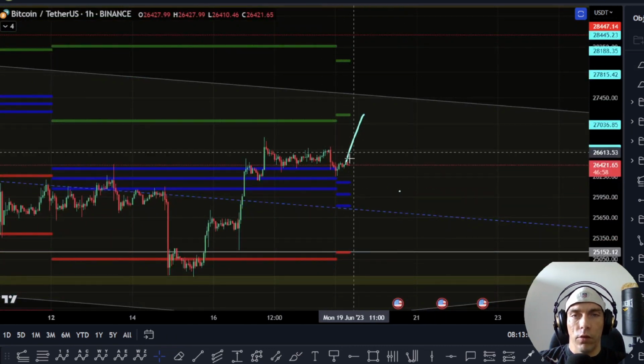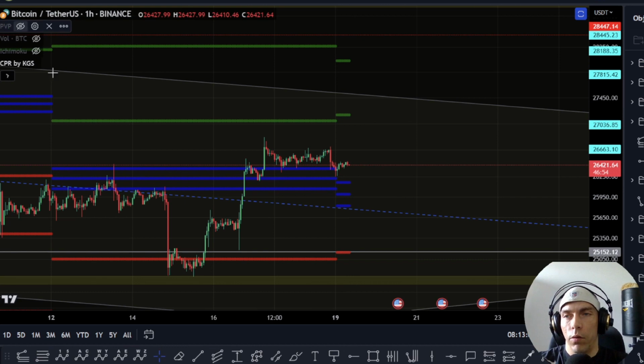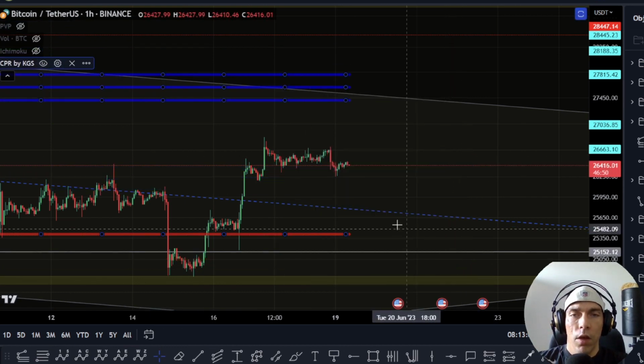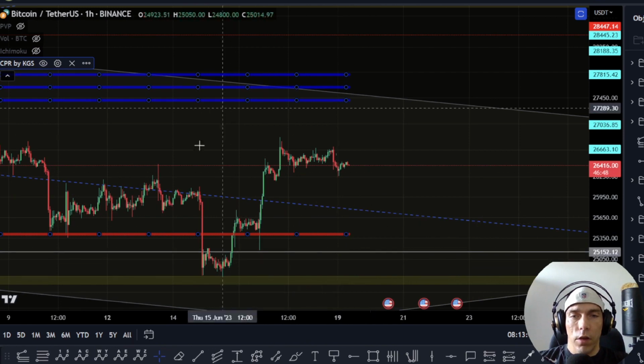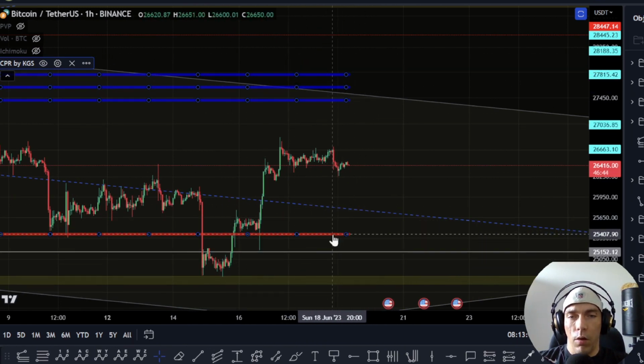If we do see price start to move up here, potentially what we could see is an interaction with these zones. Now we're going to go over the monthly again. We've been over these a few times within the videos. We are currently still sitting here in between the monthly CPR lines and the R1 line.